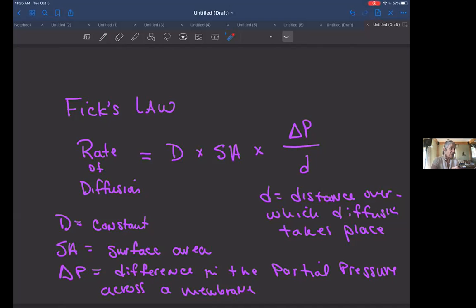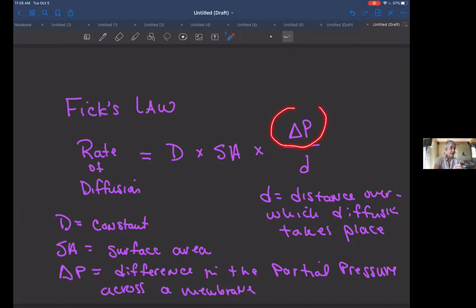Okay. My little d is the distance, so that is actually inversely proportionate. If my little d increases, so that the respiratory membrane becomes thicker, that's going to decrease my rate of diffusion. Emphysema sometimes is characterized by a thickening of the respiratory membrane, and then diffusion is not going to occur as efficiently.